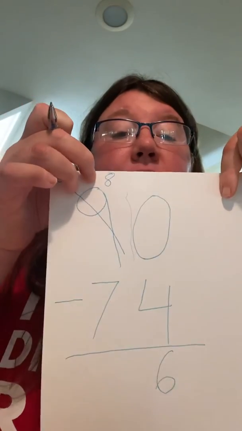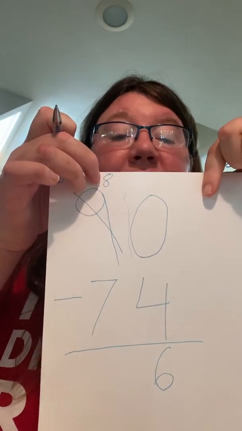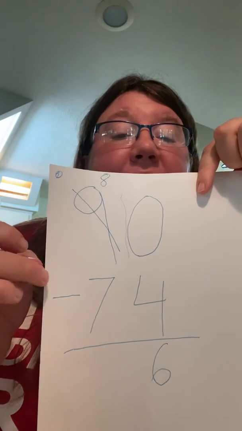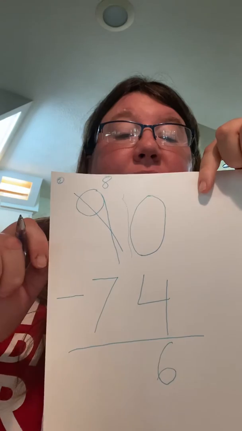Now, let's subtract from the tens column. So we have 8. We're going to take away 7. How many do we get? 8 minus 7 equals 1.